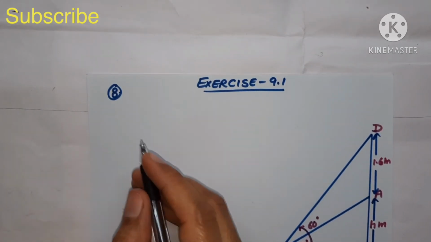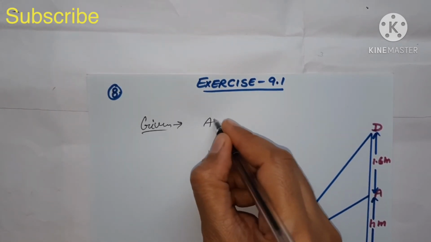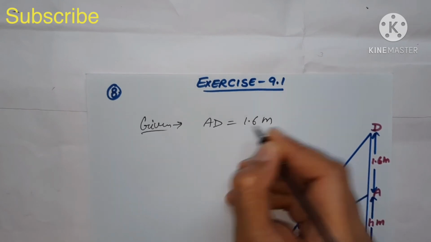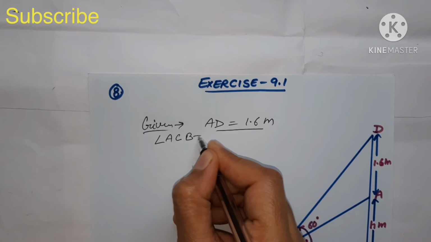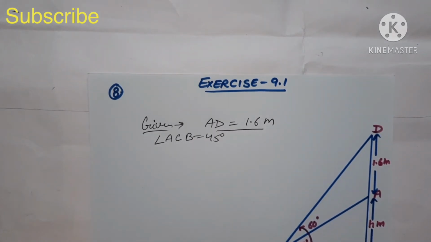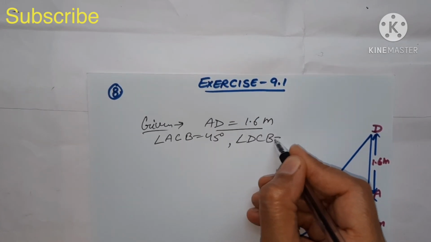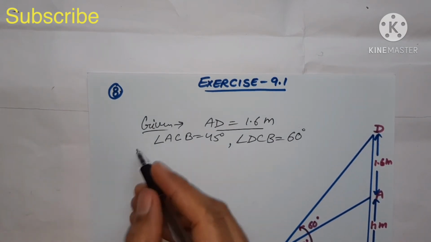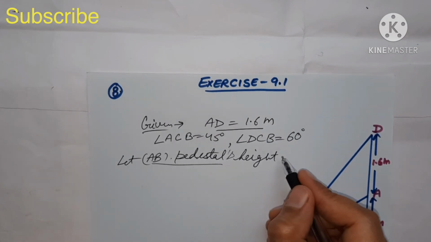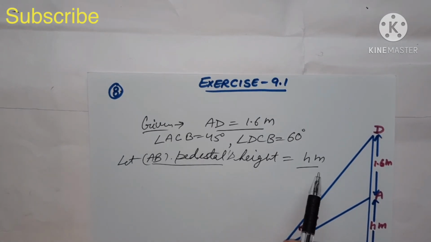So first we will write the given things. Given in this question, AD, height of the statue is 1.6 meter, and angle of elevation is also given, angle ACB 45 and angle DCB is 60 degree. We don't know the height of this pedestal, so we will write, let pedestal's height is h meter, because we don't know, so we consider it as h meter.